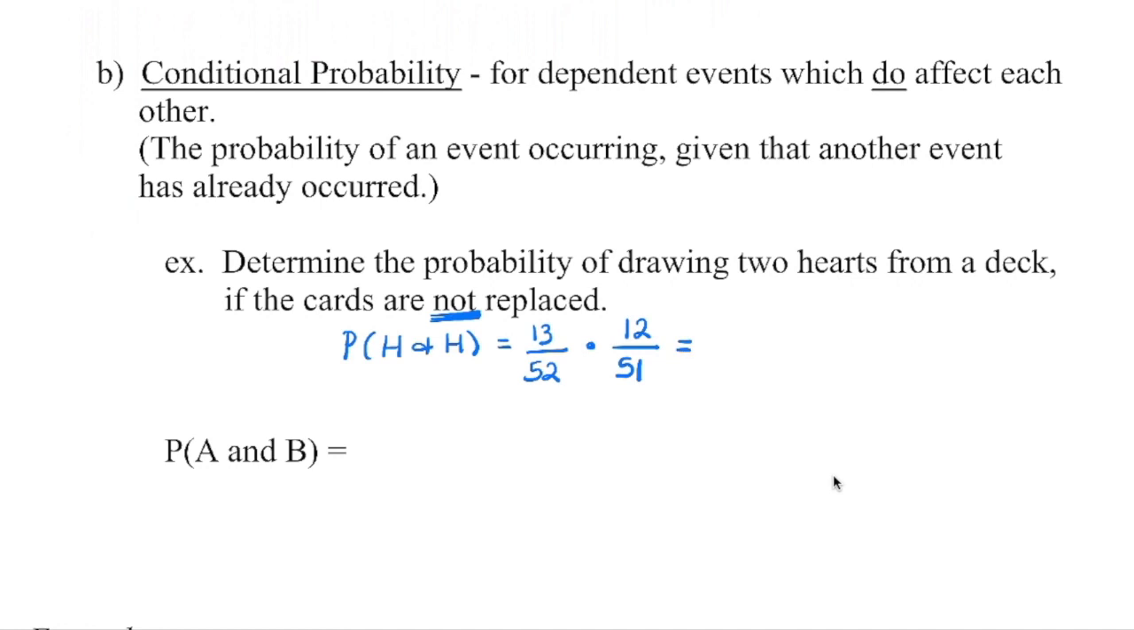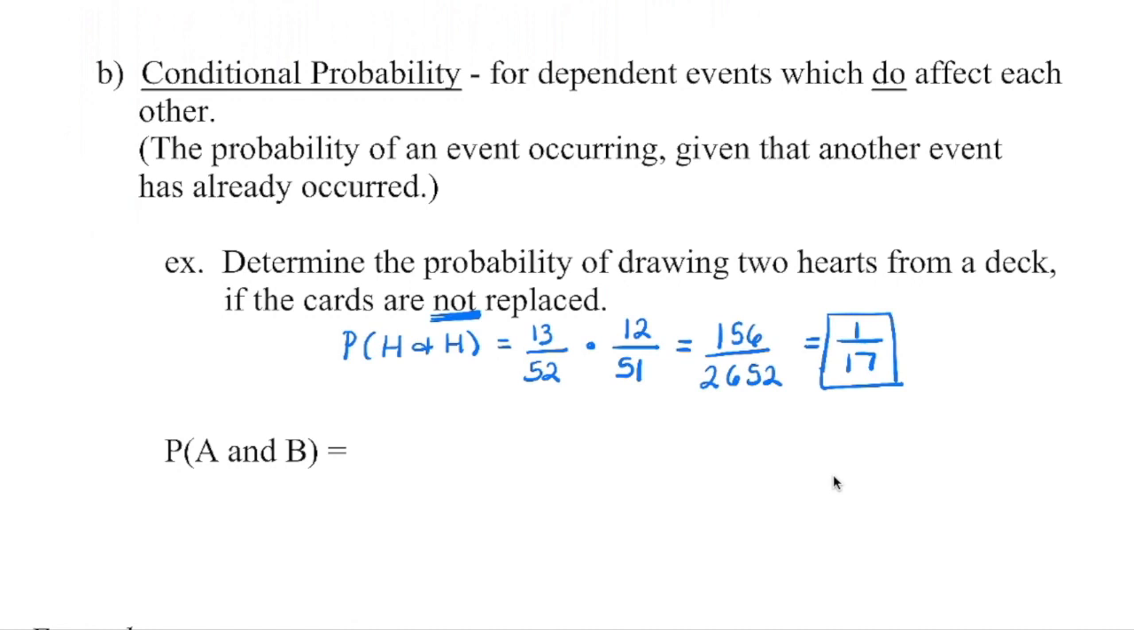When multiplying fractions, I multiply the numerators: 13 times 12 gives me 156. Multiply the denominators: 52 times 51 gives me 2,652. You can reduce that down to 1/17th. You can also turn it into a decimal or a percentage, depending on the format that they ask for. If they don't specify, any of those three are fine.